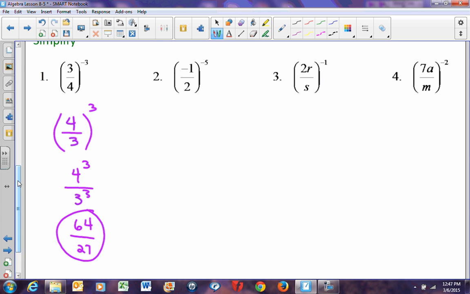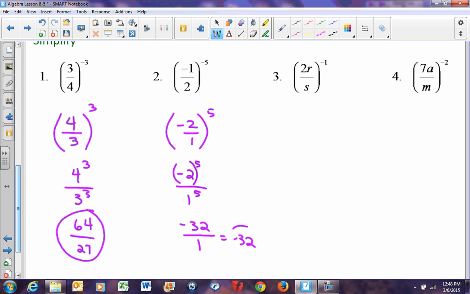Negative 1/2 to the negative fifth power becomes negative 2 over 1 to the positive fifth power, which becomes negative 2 to the fifth over 1 to the fifth. Negative 2 to the fifth, and by the way, that would be in parentheses. It's taken to an odd exponent, so it's going to stay negative. Negative 2 to the fifth is negative 32. 1 to the fifth is just 1, so this just becomes negative 32. 1 is one of those nice numbers. 1 to the 8th power is 1, 1 to the 5,712th power is 1, and you're just multiplying by 1.